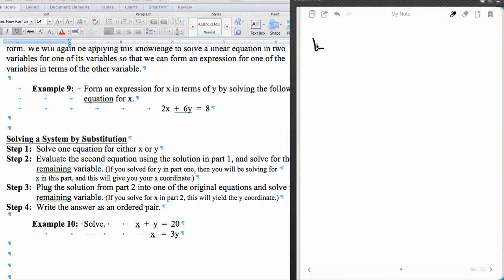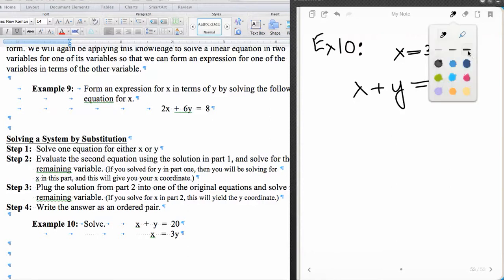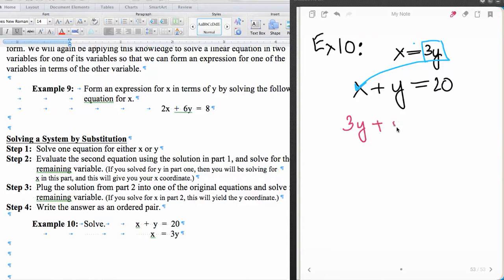So example number 10. Here we already have one equation which is in terms of the other variable. So x, you see, is equal to 3y, which is already solved for x in terms of y. So for the equation x plus y equals 20, I'm going to use that first equation to substitute in for it. So this is my expression for x, and I'm going to substitute it in for x right here. So I'm going to do that by saying 3y plus y is equal to 20. And then I'm going to solve this equation.